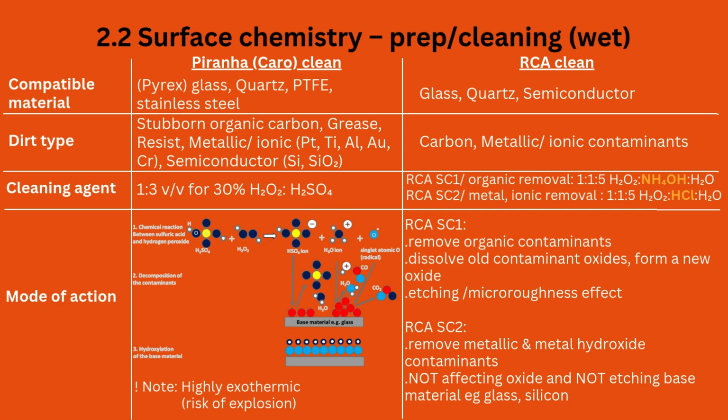Alternative to dry cleaning is wet cleaning. These methods involve strong chemical solutions to dissolve, etch, or lift away contaminants. Piranha solution is powerful but harsh. It removes stubborn organics and even changes the surface itself. RCA cleaning, commonly used in semiconductor labs, is a bit more controlled. It comes in two steps. One removes organics, the other targets metals and ions, all while protecting delicate materials like glass or silicon. Note, if you're working with nanoparticles in suspension, these types of surface cleanings don't apply. You'll want to focus on solvent rinsing or other liquid phase purification techniques specific to your application.